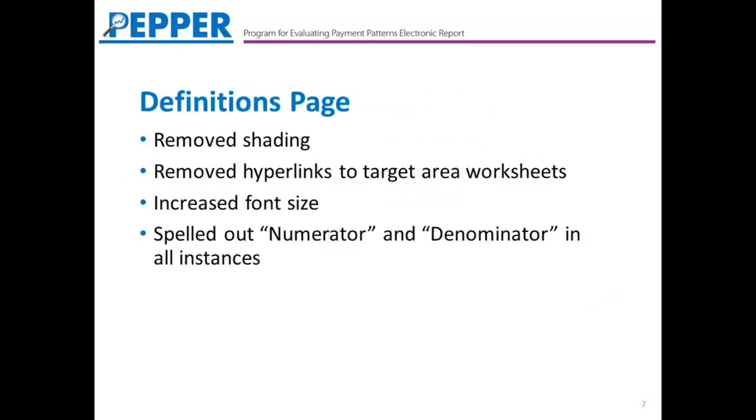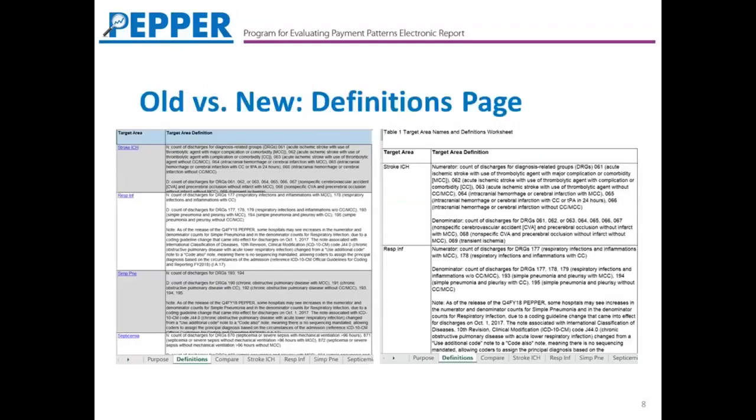Moving on to the definitions page, we've removed the shading. We've also removed the hyperlinks to the target area worksheets. We've increased the font size again, and we've spelled out numerator and denominator in all instances. So here on the left side of the screen, you see the old version of the definitions tab, and on the right side is the new version of the definitions tab.